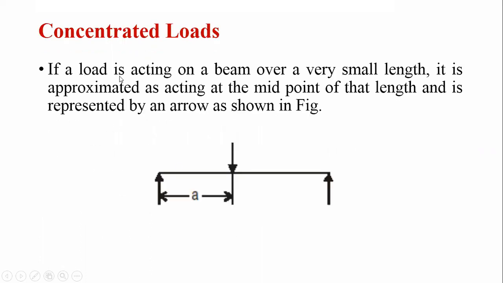concentrated load. If the load acts on a beam over a very small length, it approximately acts at the midpoint of the length and is represented by a narrow arrow as shown in the figure. If you look over here, there is a huge load which is acting over a very small area. Now let us consider you are standing over this beam, but your weight is transferred from your foot and the area is very small. That's why we are considering that the weight is acting at a single point. That is the concentrated load we have considered over here. That is nothing but a concentrated load.